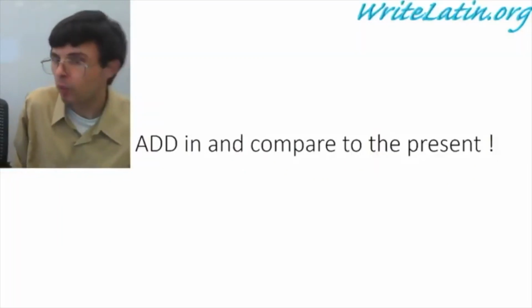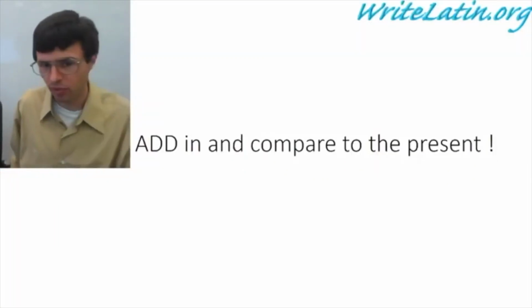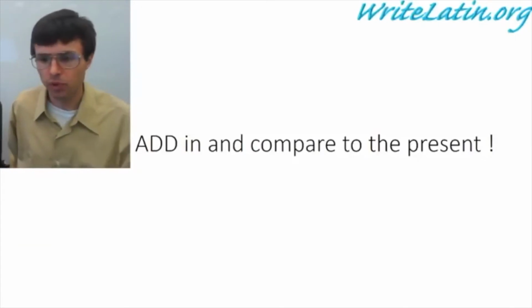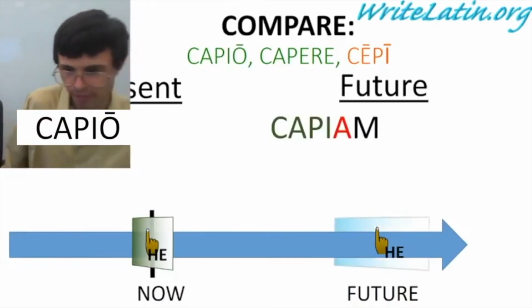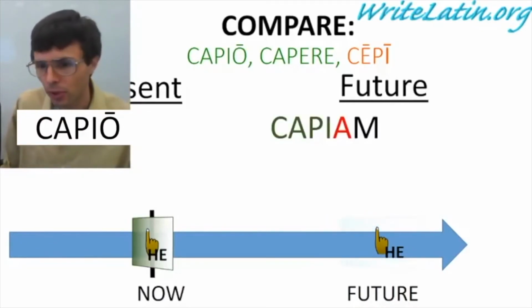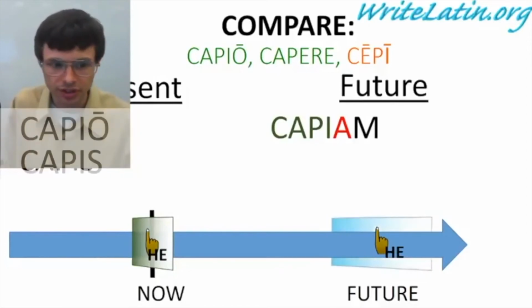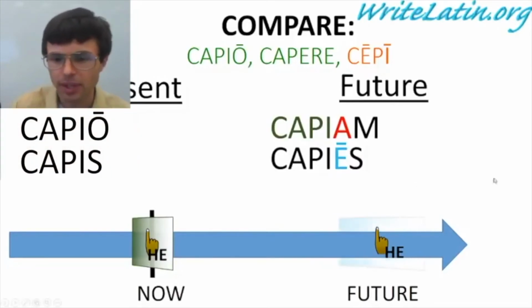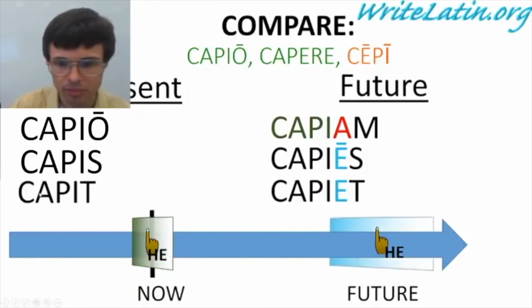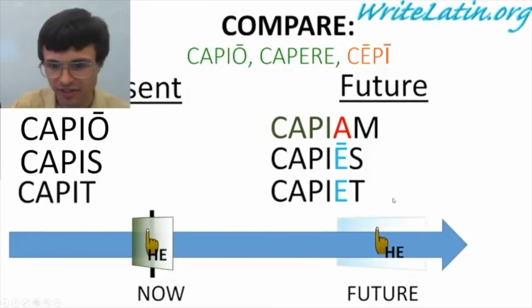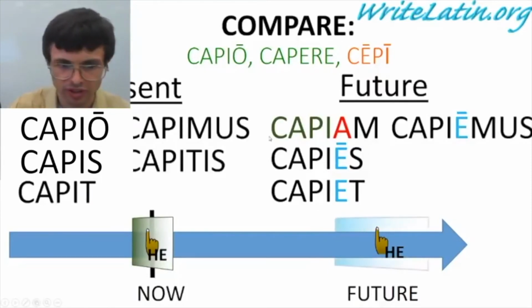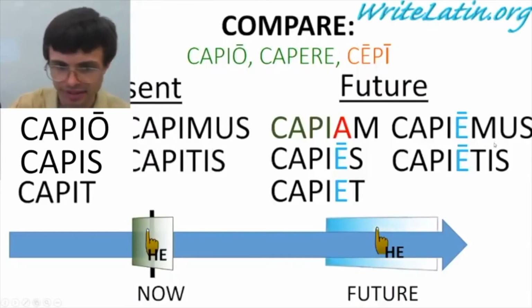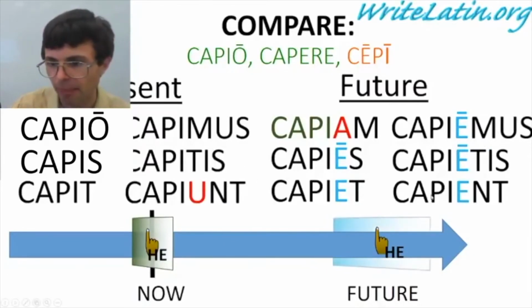Okay, so now we are going to not only do what we did before, but we're going to add in and compare it to the present tense. Let's go through all of these one by one. Capio, present, capiam, future. Capis, present, capies, future. Capit, present, capiet. See how similar those are. Capimus, capiemus. Capitis, capietis. Capiunt, capient. Yeah, that's the hardest to hear.